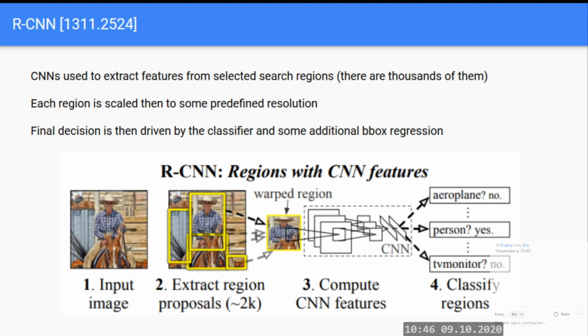Using those proposals, we use the classifier to get the final predictions and classify what objects are present in this region, if any. Additionally, we can apply some bounding box regression, so we can modify the bounding box to fit better the object that can be found in that bounding box.